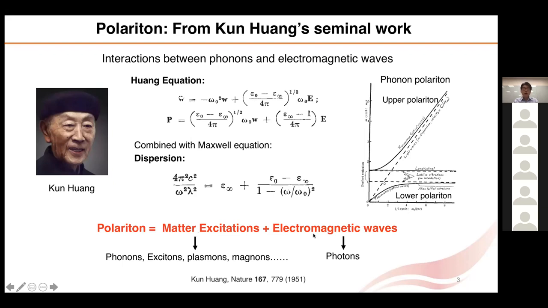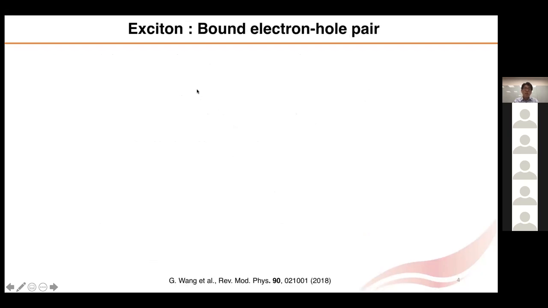for example. Well, in solid state systems, there are many types of matter excitation that can form polaritons. For example, phonons for phonon polaritons, excitons for exciton polaritons, as well as plasmons or magnons. So in semiconductor systems, one of the matter excitations is the so-called excitons. They are bound electron-hole pairs, which usually dominate the intrinsic optical property of a semiconductor system.